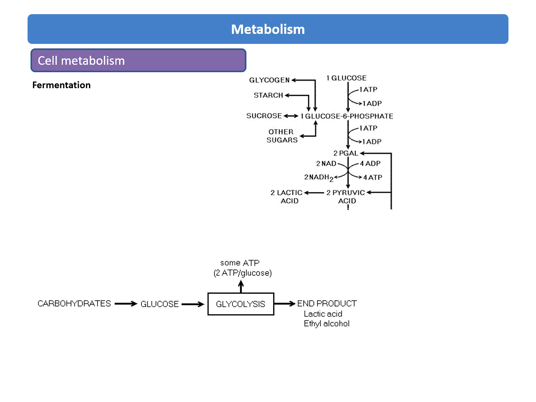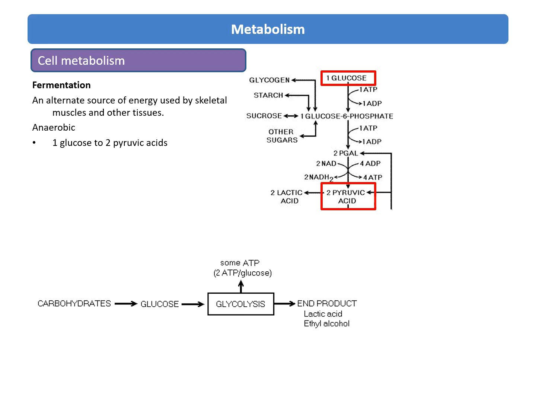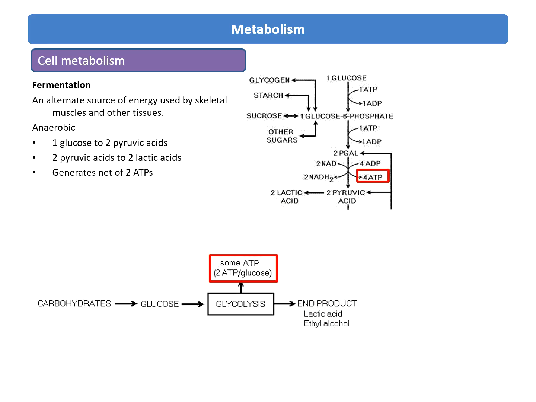Fermentation is the other form of energy generation. It's an alternate source of energy. It's used in particular by skeletal muscles as well as other tissues. It's an anaerobic process, that is, it does not require oxygen. In fermentation, 1 glucose is transformed into 2 pyruvic acids. The 2 pyruvic acids then are changed into 2 lactic acids. It generates a net of 2 ATPs.